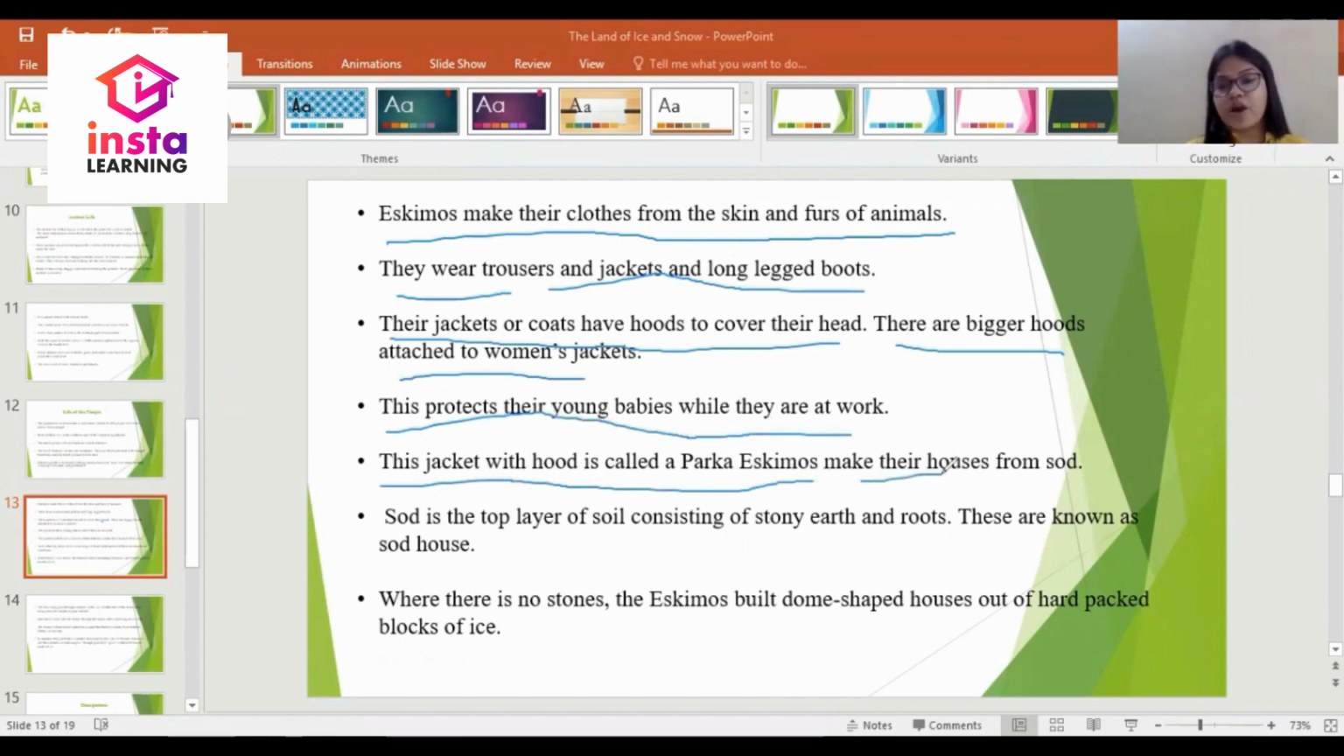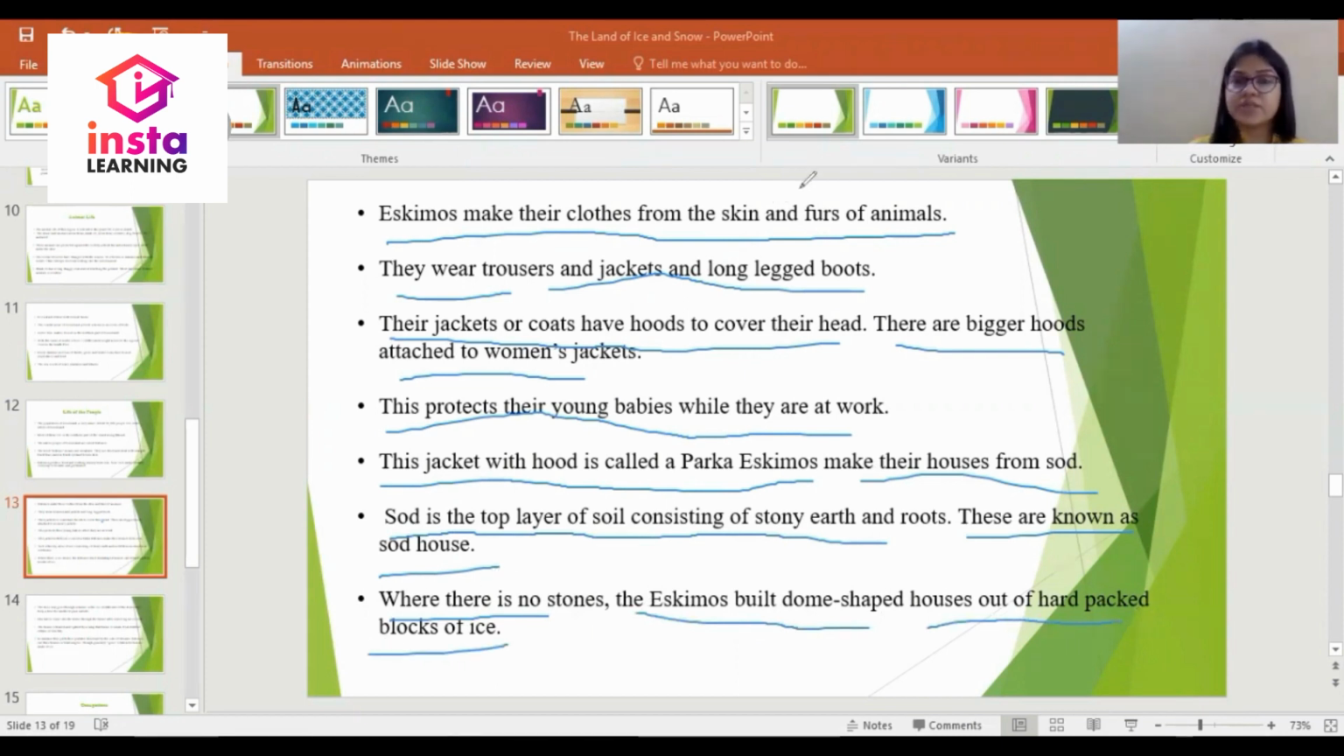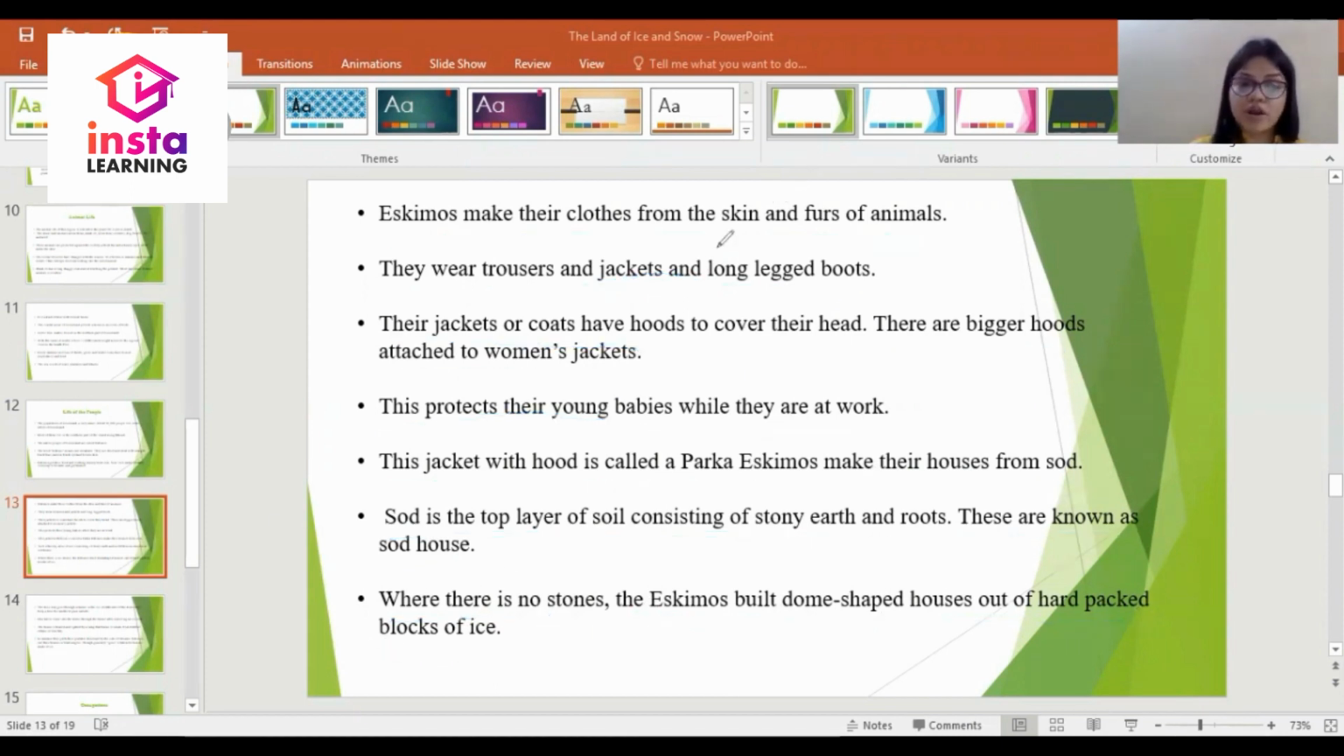Eskimos make their houses from sod. Dear student, sod is the top layer of soil consisting of stony earth and roots. These are known as sod houses. Where there are no stones, the Eskimos build dome-shaped houses out of hard-packed blocks of ice. So, dear student, this is all about life of the people.